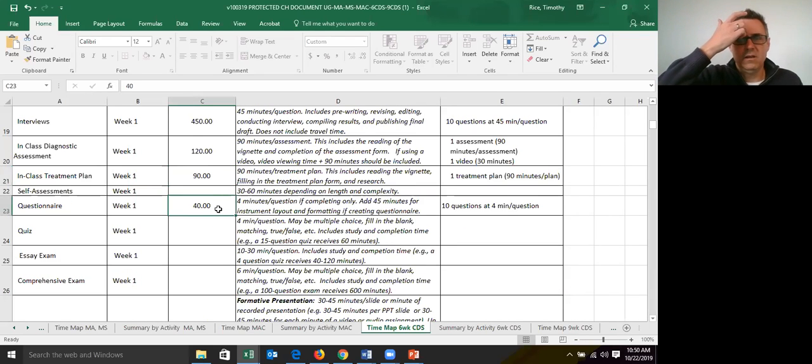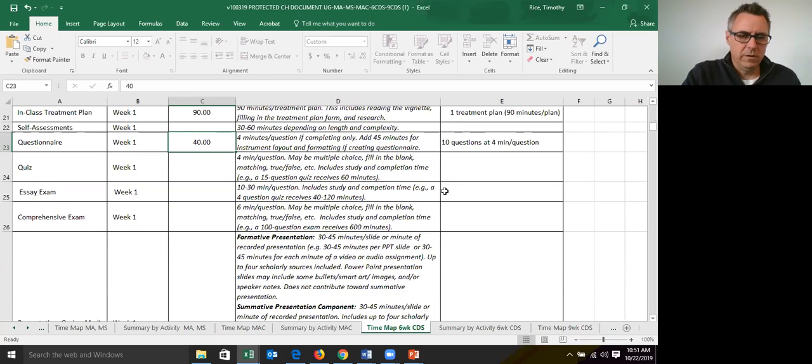Now, in this case, the course in this week is going to ask the student to do a questionnaire that's 10 questions in length, 4 minutes per question. And again, they're only completing in this case. Now, if you were asking students to develop a questionnaire, you would add 45 minutes for any instrument layout and formatting. And again, that's only for creating the questionnaire. In this case, it's just completing for the student.